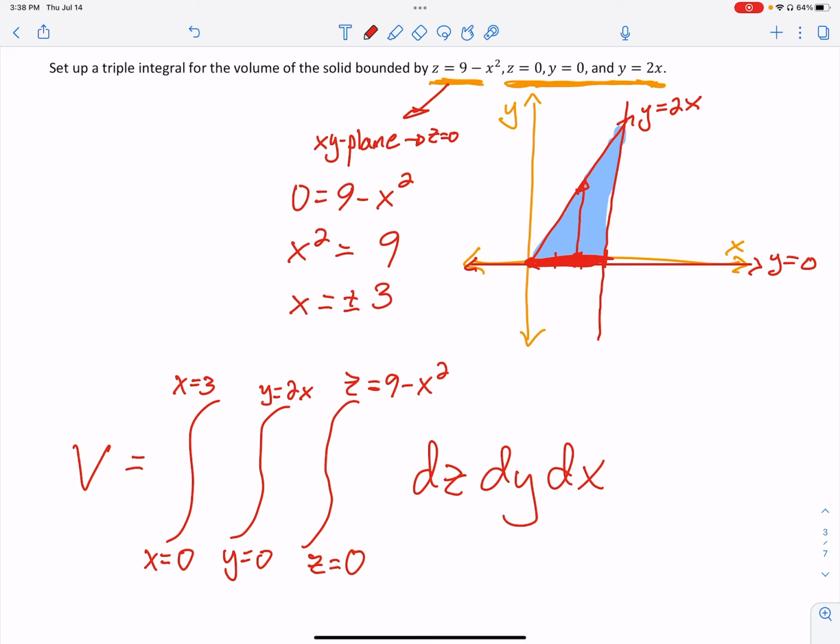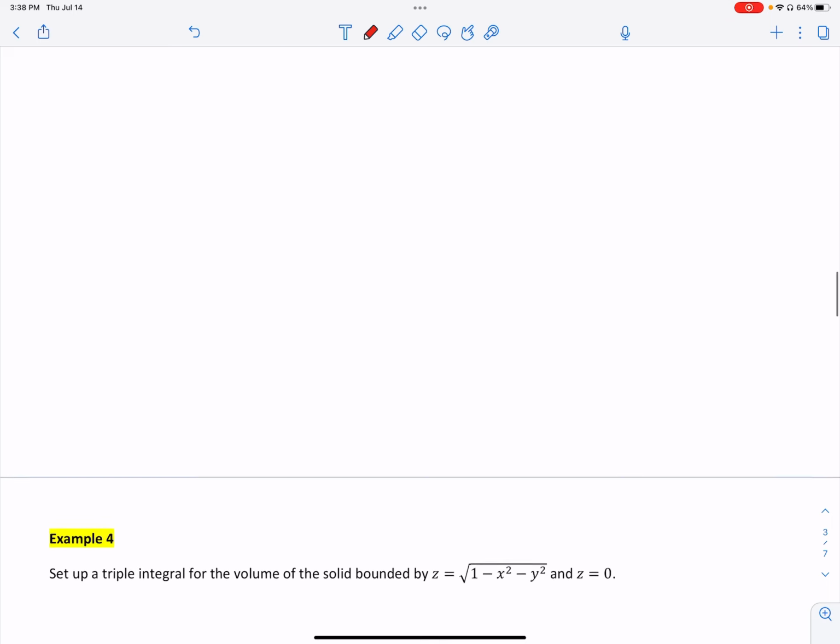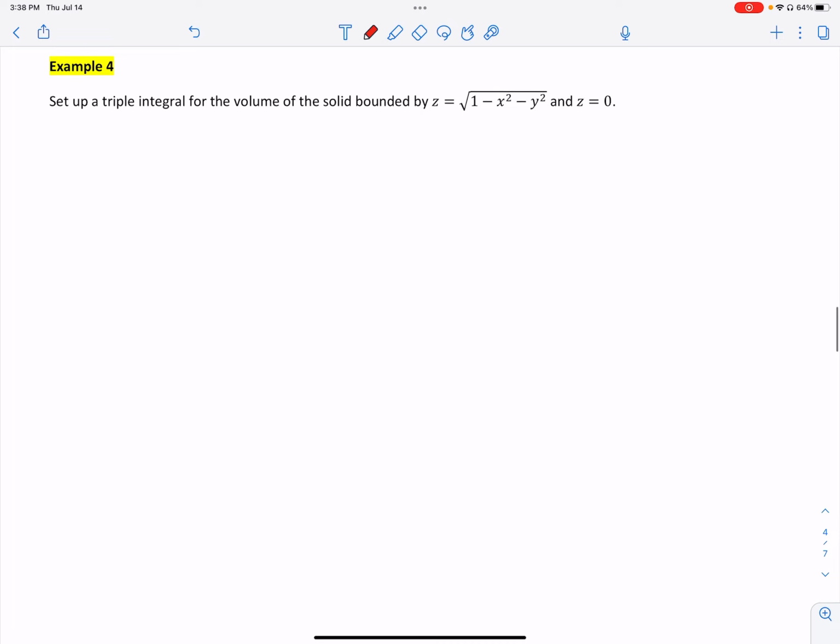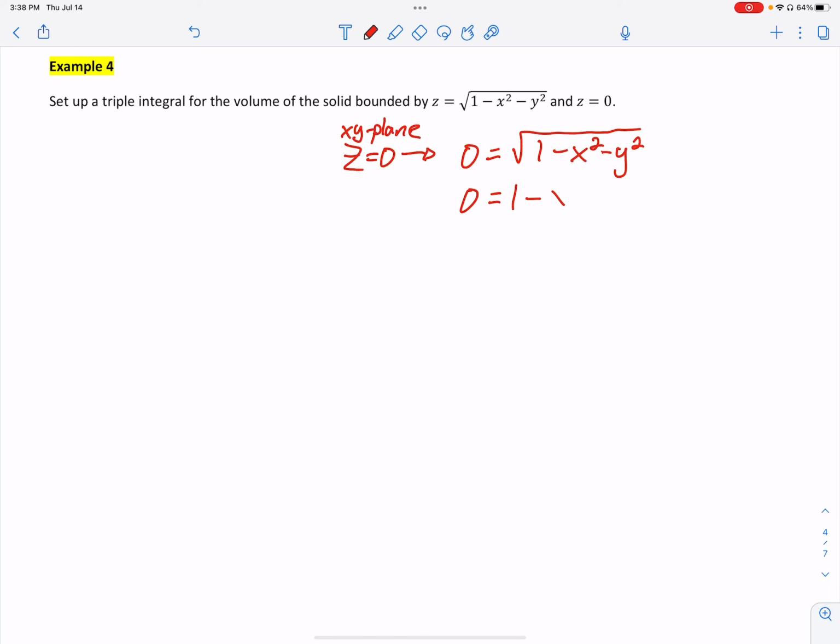So let's go ahead and get a few more examples in this video. All right, we're going to set up a triple integral for the volume of a solid bound between that surface, z equals the square root of 1 minus x squared minus y squared, and z equals 0. Well, let's figure out what it looks like when z equals 0. That's my xy plane. Setting z equals 0 gives me 0 equals the square root of 1 minus x squared minus y squared. If I square both sides, I get 0 equals 1 minus x squared minus y squared.